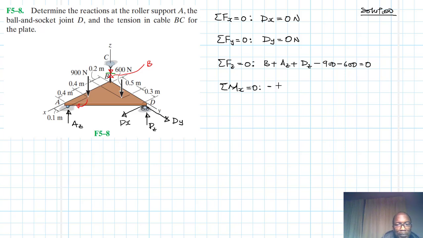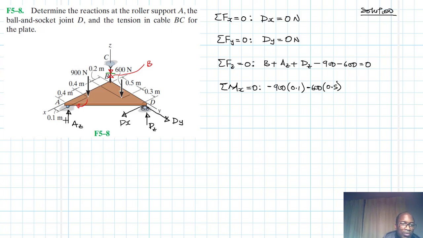Okay, let me write there. So this is going to be equal to minus 900 times the lever arm. What's the lever arm there? That is 0.1, right? 0.1. Okay. And then 600, it also gives us a negative. 600 times the lever arm, which is 0.5.